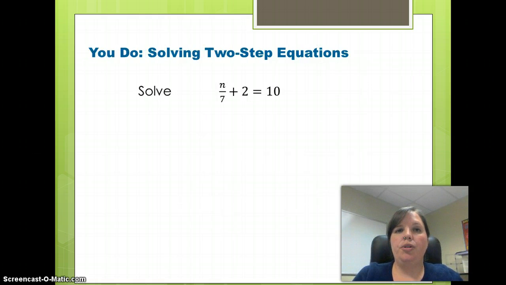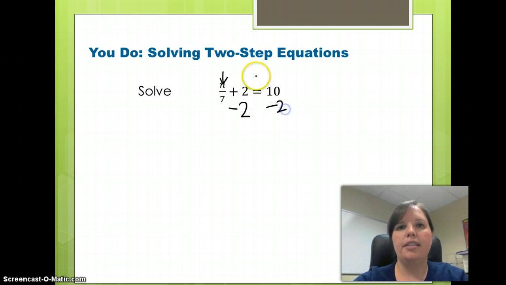So here's your you do. You try solving the two-step equations. Remember, think about putting the socks on, putting the shoes on. How would you undo that? It's the same idea for undoing operations in the equation. So if I plug something in for n, what would happen first? Well, we'd divide by 7. Then we'd add 2. So if we're going to undo, we need to go the opposite order.